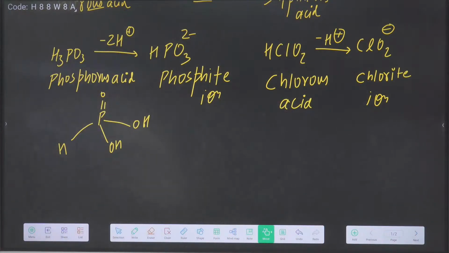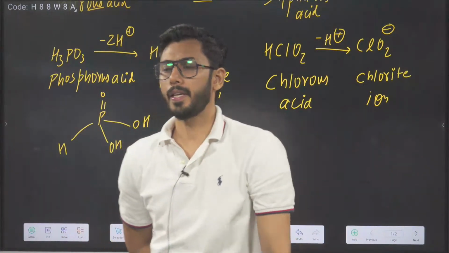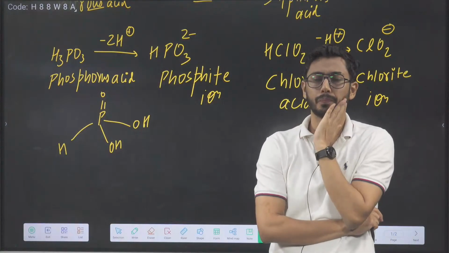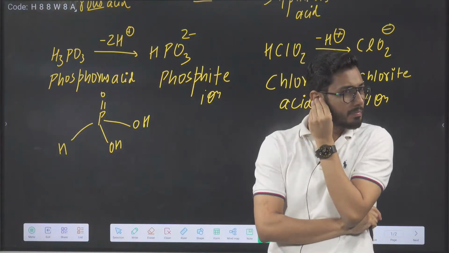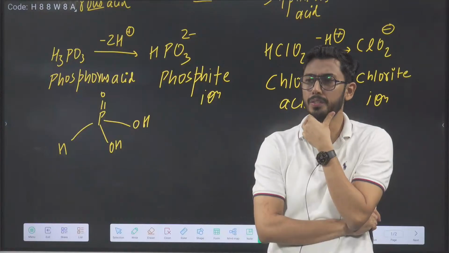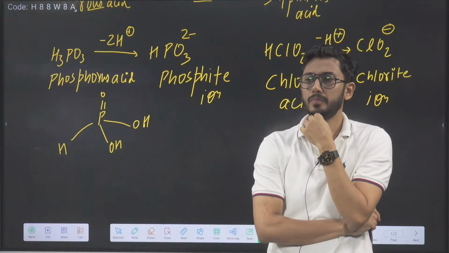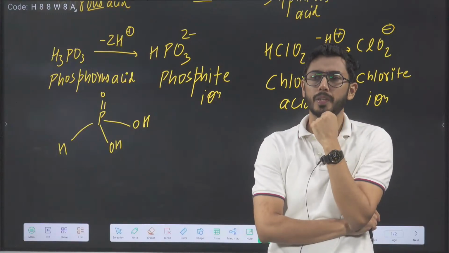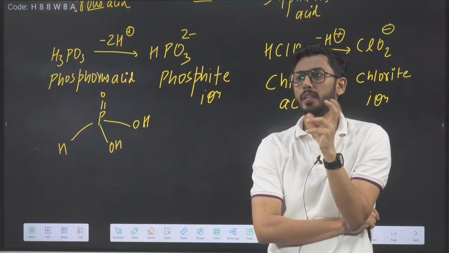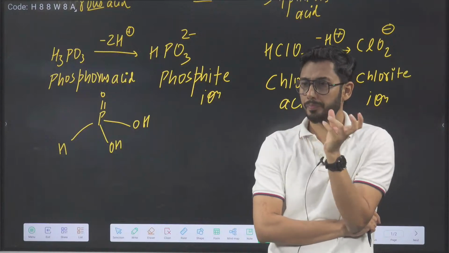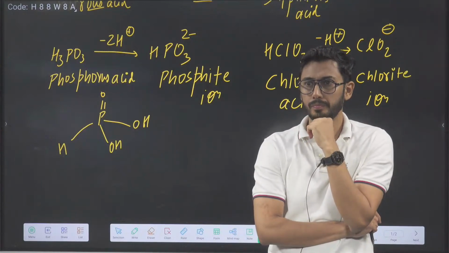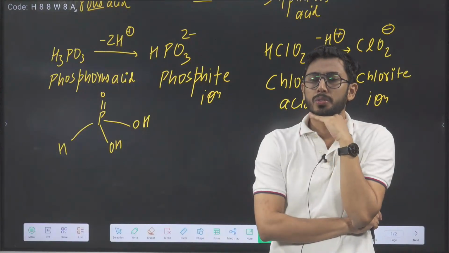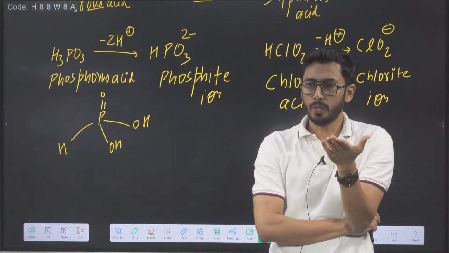So maybe it is better to do in the next class. In the next class we will do prefix per and prefix hypo. Till that time you can go through the notes, basic portion it is. Next class we'll do when to use prefix per and when to use prefix hypo, and then how to write the formula of the compounds. Students, keep on writing your notes in good handwriting because these are your own handwritten notes.